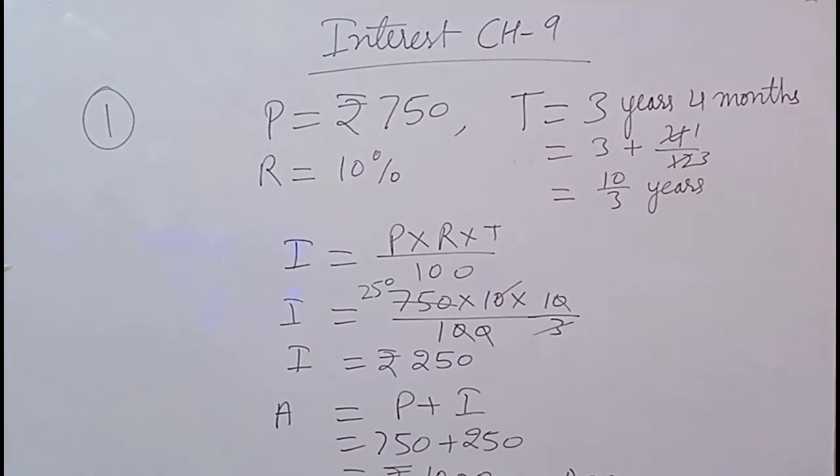So put the values in the formula I equal to PRT upon 100. So I equal to 750 into 10 upon 3, the time, upon 100. The zeros of the denominator will cancel with the zeros of 10 and 10. And 750 divided by 3 gives 250. So we get I as rupees 250. And A equal to P plus I, we know. So 750 plus 250, putting the values of P and I, we get rupees 1000. In that manner, you can do question number 1, first part.